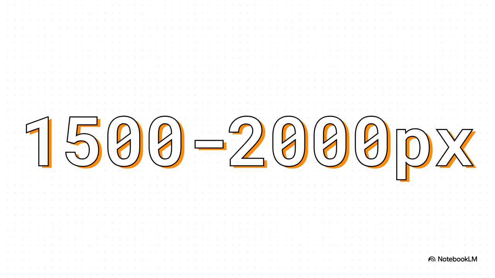What's the perfect resolution for the web? Well, for pretty much any image on your site, the sweet spot for the width is somewhere between 1,500 and 2,000 pixels. That's going to look amazing on a giant desktop monitor and on a tiny phone screen. It's the Goldilocks number, just right.